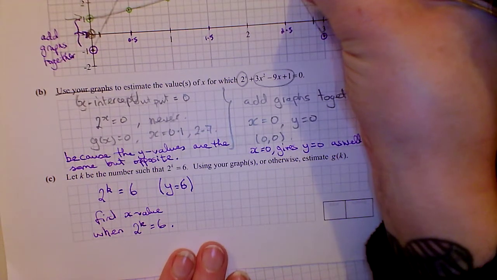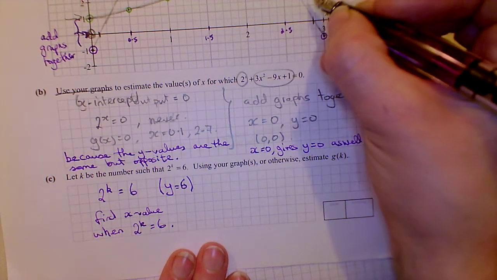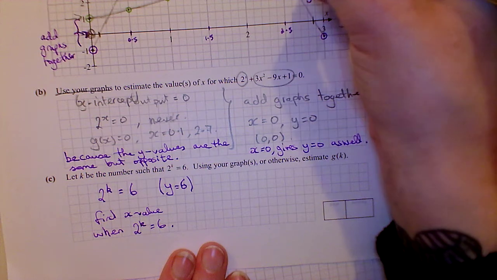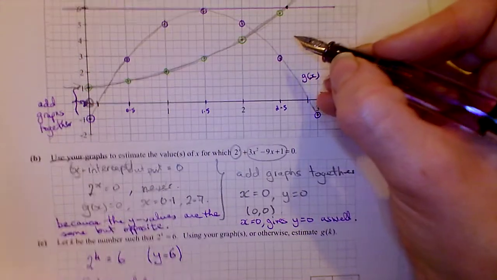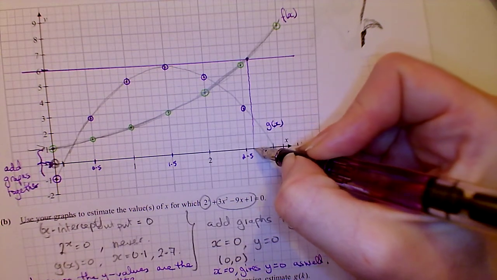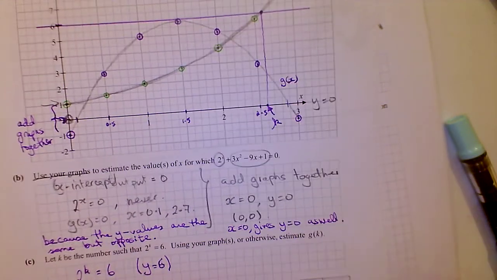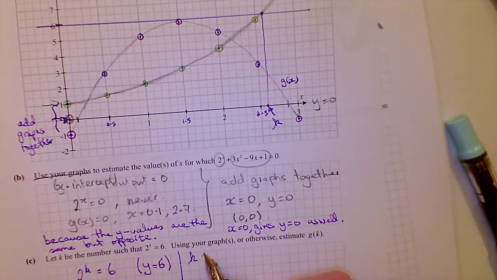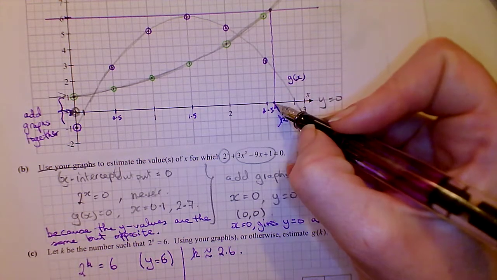So if I come across here, remember that this is my f of x, and this is my g of x. So it crosses the graph here. Sorry, I've gone out of shot. Crosses the graph here. So there is k. Now, they didn't exactly ask me to find k. So k is approximately 2.6. Let's write it down anyway because it's useful. So they want me to find g of 2.6.